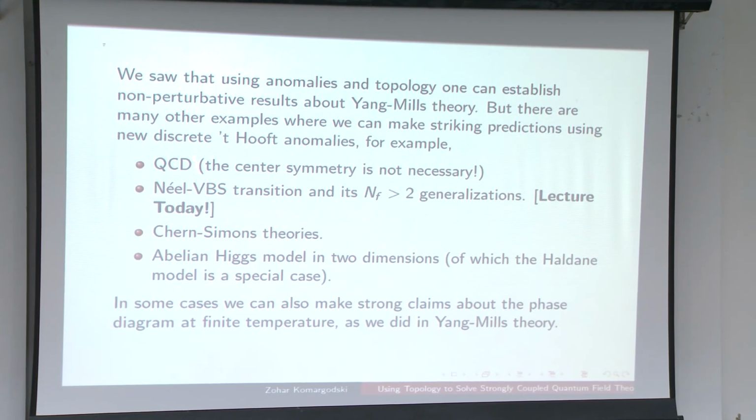Here, I'm going just to list a few other examples. The first I already mentioned. It turns out that the center symmetry is not necessary. There is an anomaly even if the quarks are exactly degenerate. And this is also what gives rise to this interesting connection to quantum Hall states and 3D dualities and 3D Chern-Simons theory. Yep? Negative mass or negative mass squared?